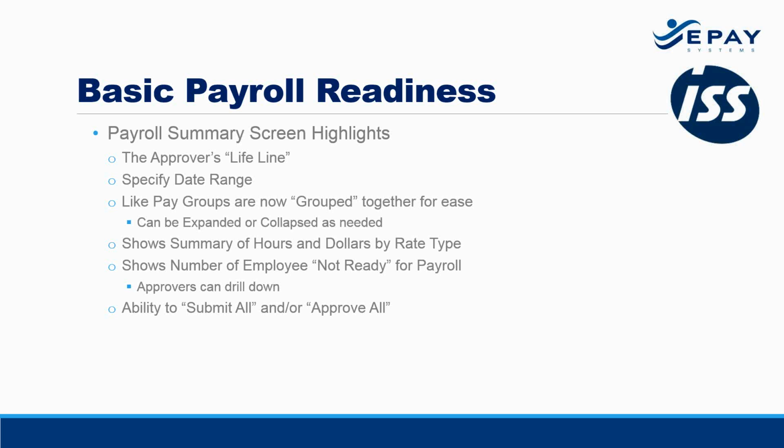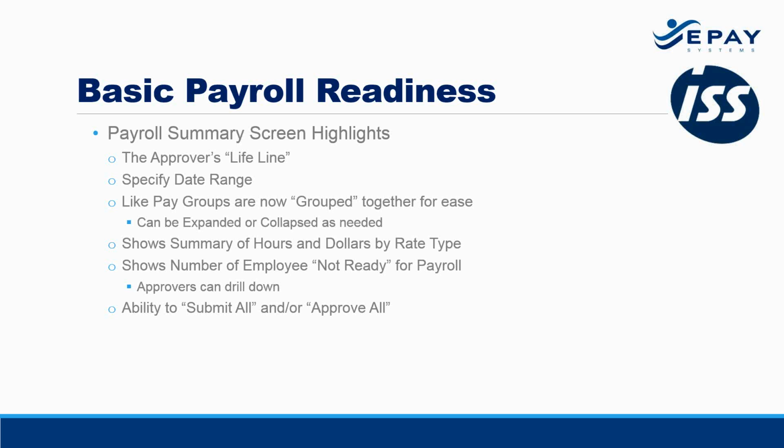But this basically is there because it's going to show you a summary of hours and dollars by rate type, and it's going to show you the number of employees not ready for payroll. Once again, if it says not ready, click on it. You can drill down and actually see who those employees are that have issues. And lastly, the ability to submit all and approve all is there as well.